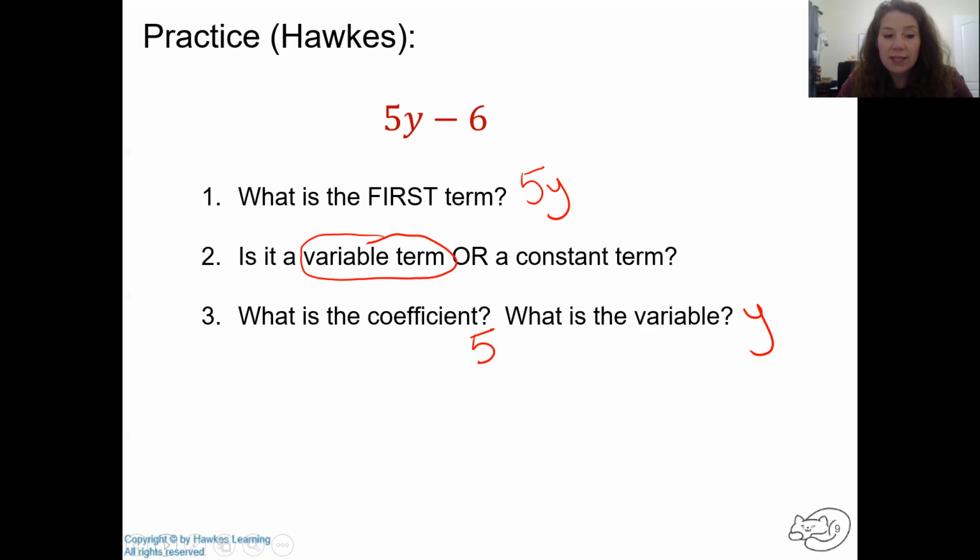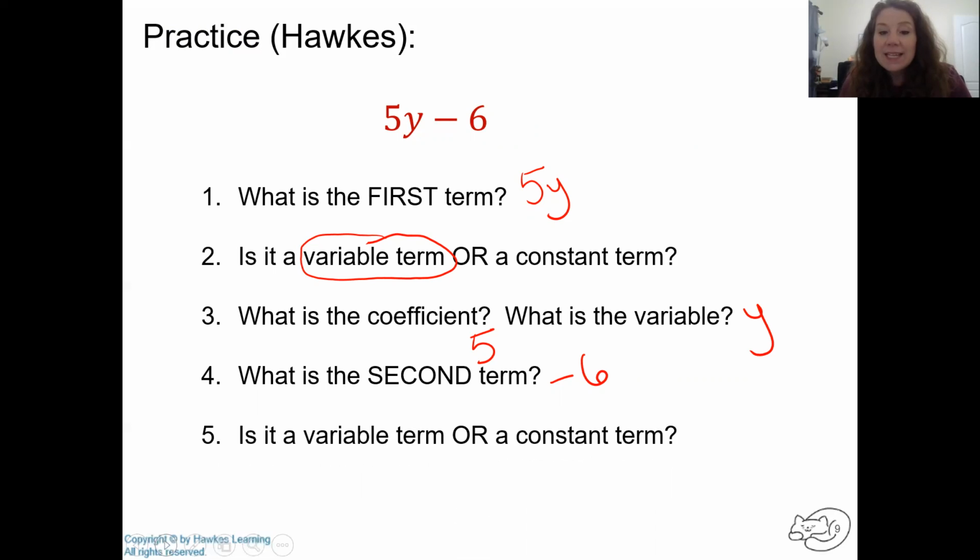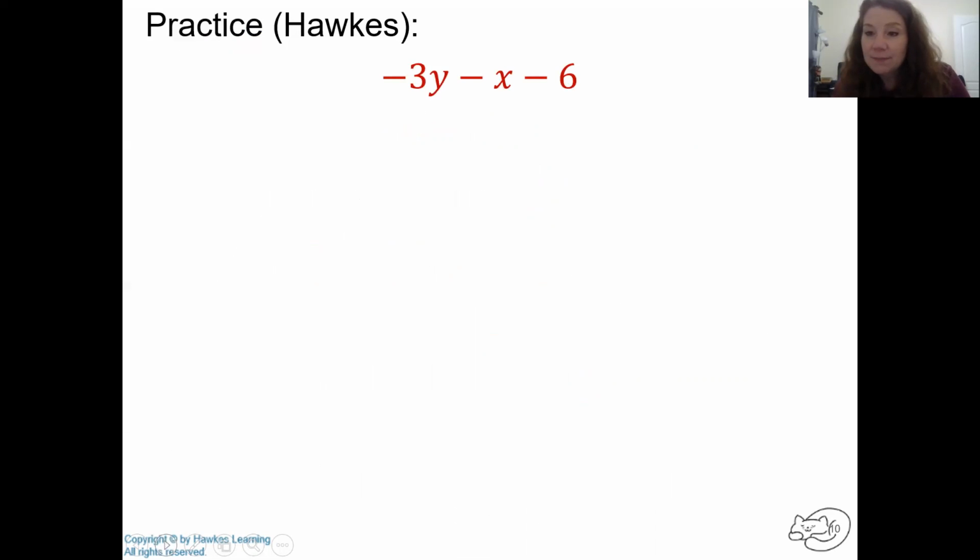So read those carefully. What is the second term? Now the second term isn't just 6, it's actually -6. So you have to include the sign in front of it if it's a negative, okay? If it's a plus, you don't have to write +6. You would just know it's a +6. Is this second term a variable term or a constant term? Well, it's constant. It does not have a variable attached to it, and that's it.